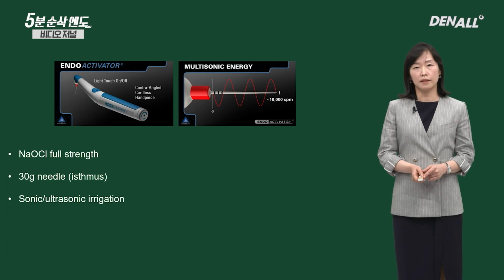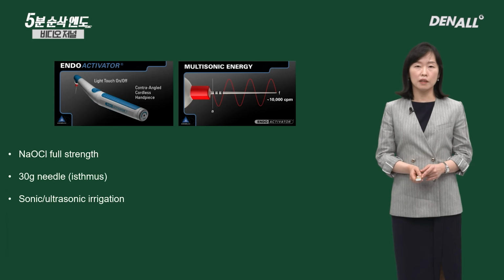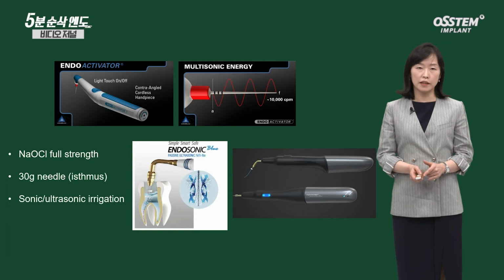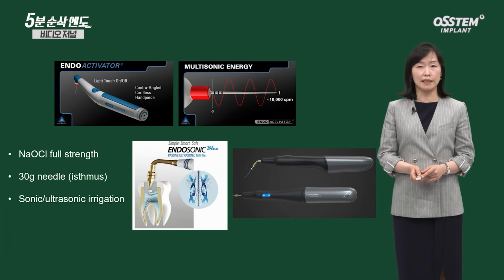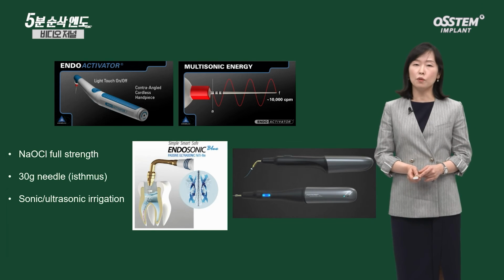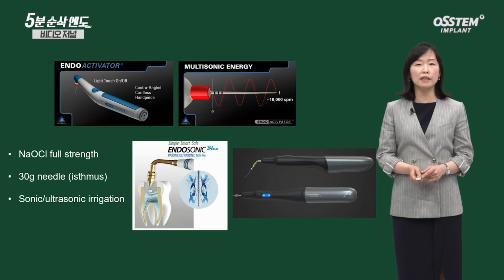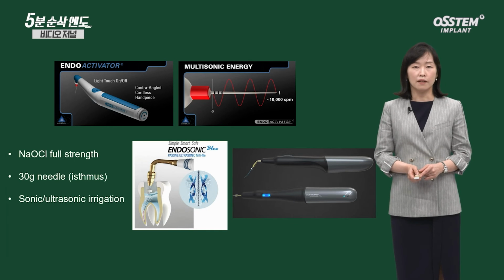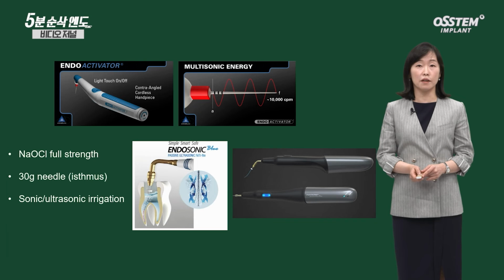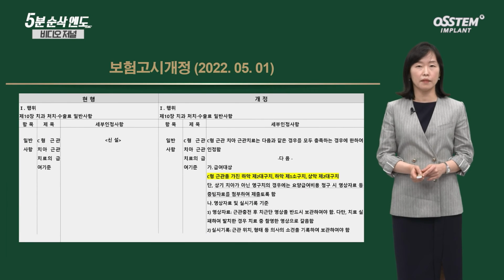EndoActivator is a sonic product. The benefit of this product is that it has a plastic fiber tip. It is for one-time use. There are different sizes, so the surgeon can use it very conveniently. If you want to increase the activation of the irrigant, you can use an ultrasonic product. In the case of Endosonic Blue, which was released recently, the ultrasonic tip is made of nitide. Therefore, when it is in contact with the canal wall, people may be concerned about damage to the canal wall, but because it is made of nitide, the surgeon can use it more conveniently.